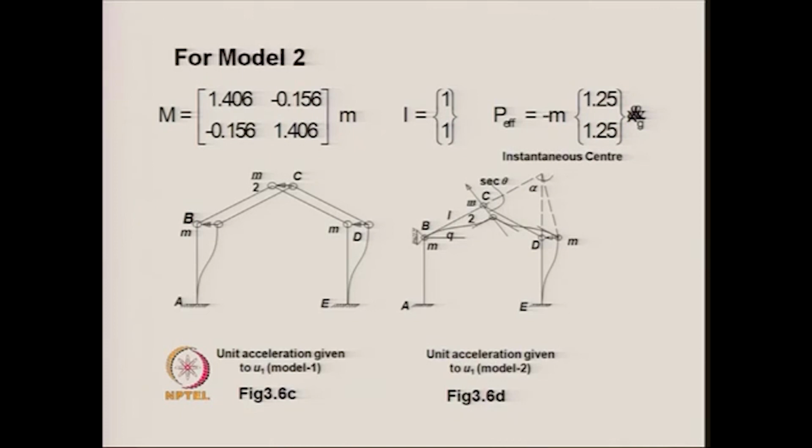If we multiply the I vector with the mass matrix, then the effective earthquake force for the two degrees of freedom for the second model becomes 1.25 and 1.25. If the ground motions at the two supports are the same, then at B and D the same displacement will take place, and as a result we will have effectively only 1 degree of freedom, and for that the total mass will be equal to 2.5, as we can see on the left hand side of the figure, and the effective load vector minus m is equal to 1.25 1.25.